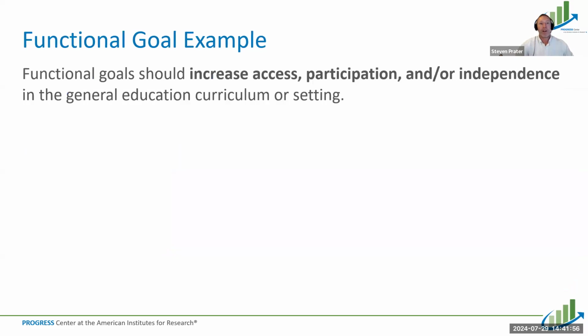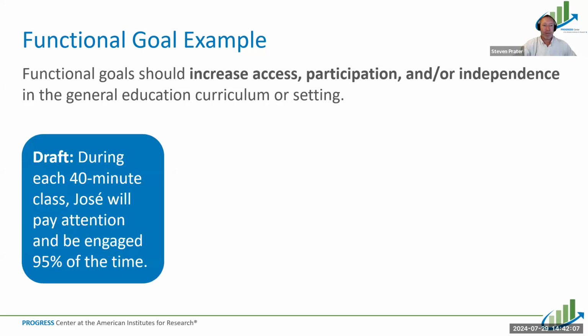All right, so let's look at a functional example. Functional goals are going to help increase the access, participation, or independence in the general education setting. So let's look at this example. It says, during each 40-minute class, Jose will pay attention and be engaged 95% of the time. All right, so let's look at our 3 elements and see what we have here.